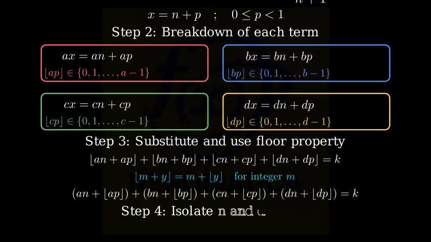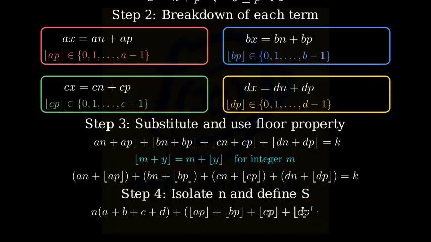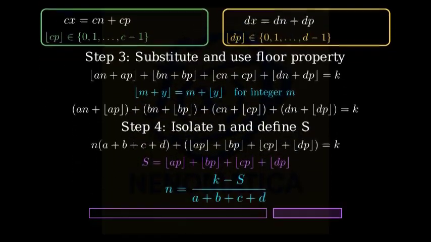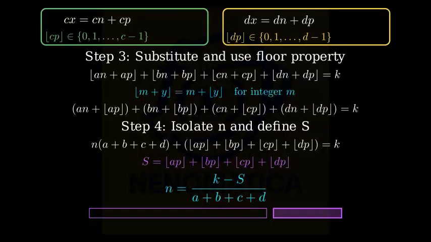Step 4. Group the n terms together and the floor terms together. That gives n times (a plus b plus c plus d), plus the sum of the four floors, equals k. Let s denote the sum of those four floors. Then we can solve for n as n equals (k minus s) divided by (a plus b plus c plus d).